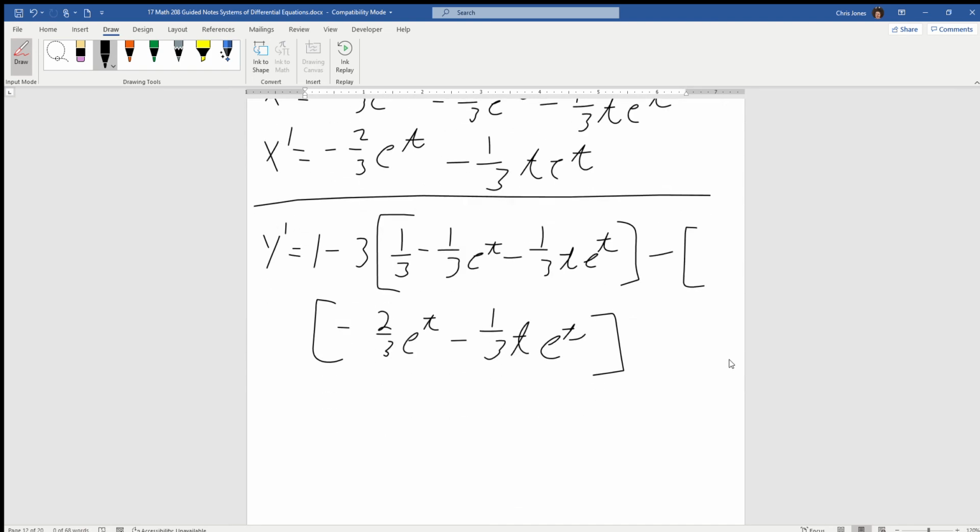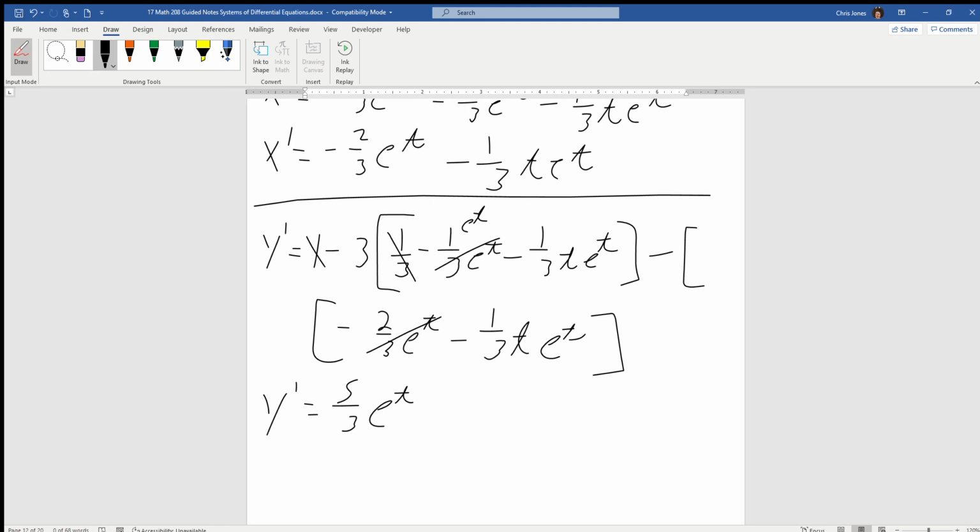Hopefully nothing too bad happens. So y prime, we're going to get a 1 minus 1. That's going to cancel out with this, which is really nice. We have a negative 1/3, which is actually going to turn into a positive e to the t. So this is just going to be an e to the t minus a negative 2/3. So I believe we're going to get 5/3 e to the t. That's going to take care of these two terms.